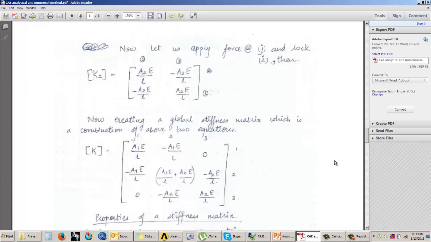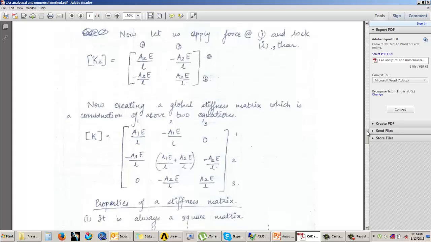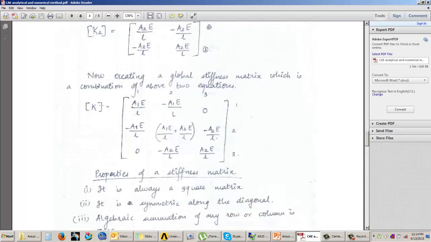Now I am going to calculate the global stiffness matrix. The global stiffness matrix is K, which is equal to K1 plus K2. So we have to add both the stiffness matrices. By combining both, that is K1 plus K2, you get this global stiffness matrix K. I have directly solved this and we get this global stiffness matrix. You can solve the same thing in your notebooks.